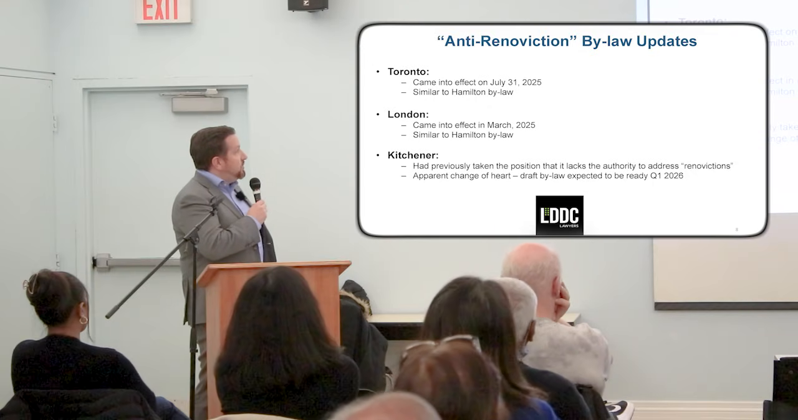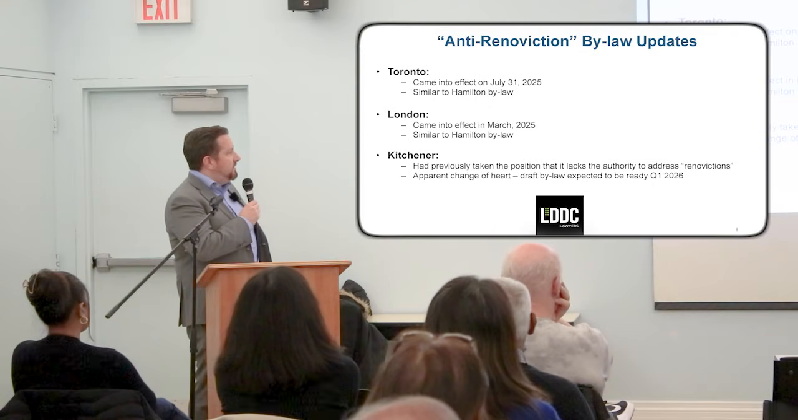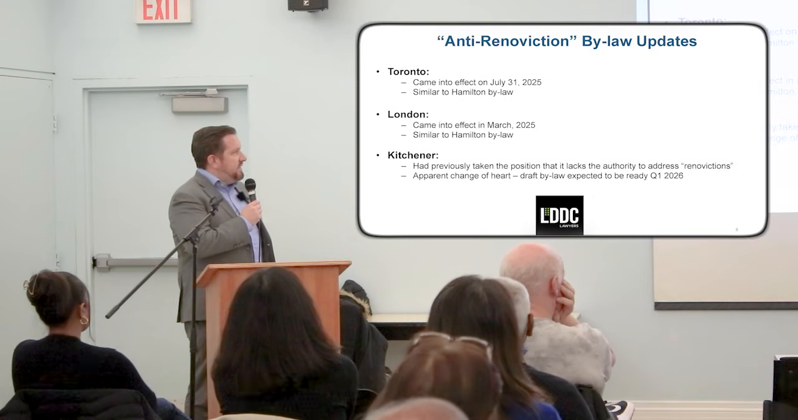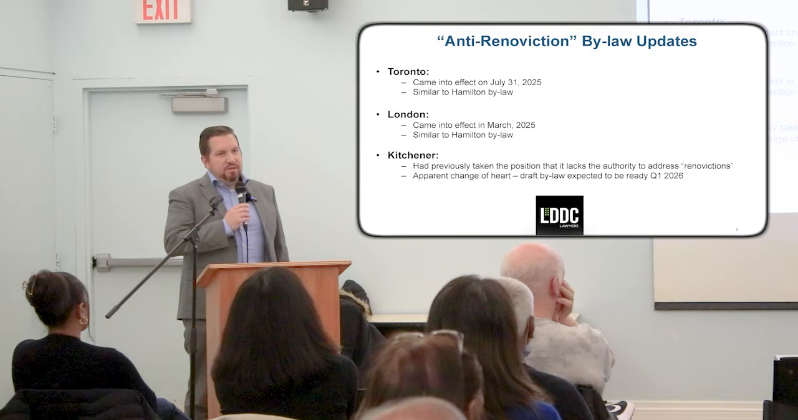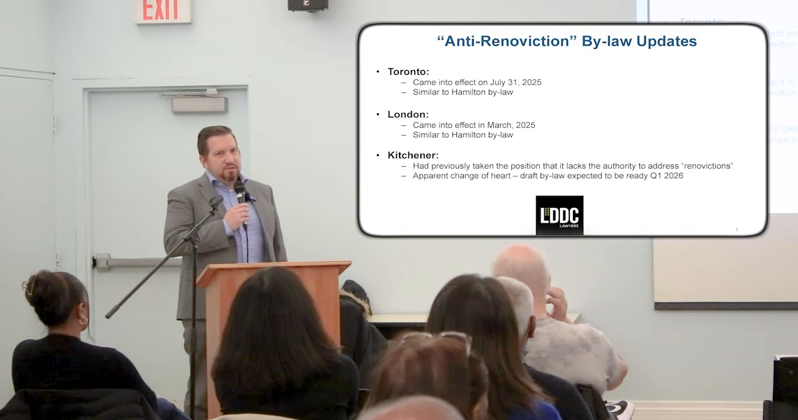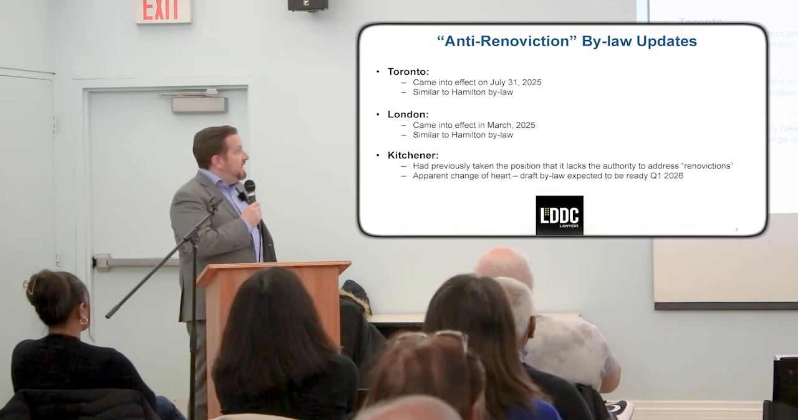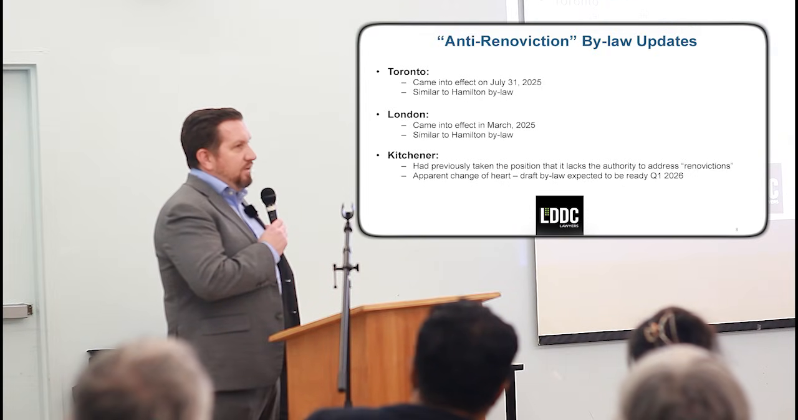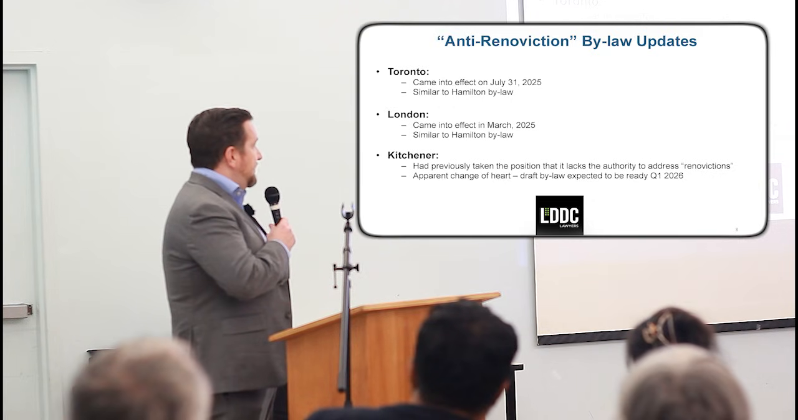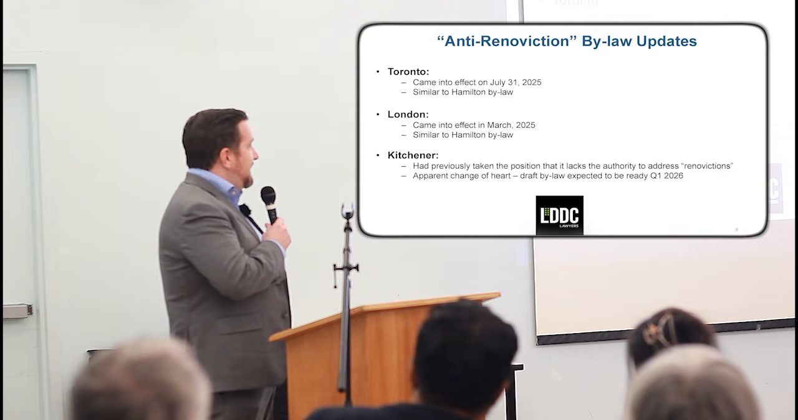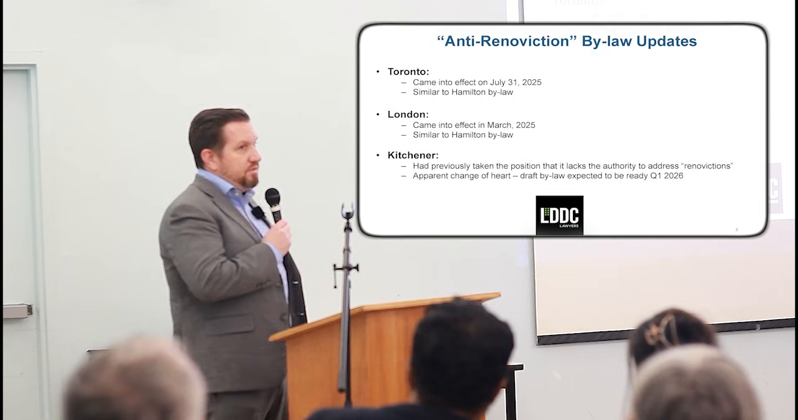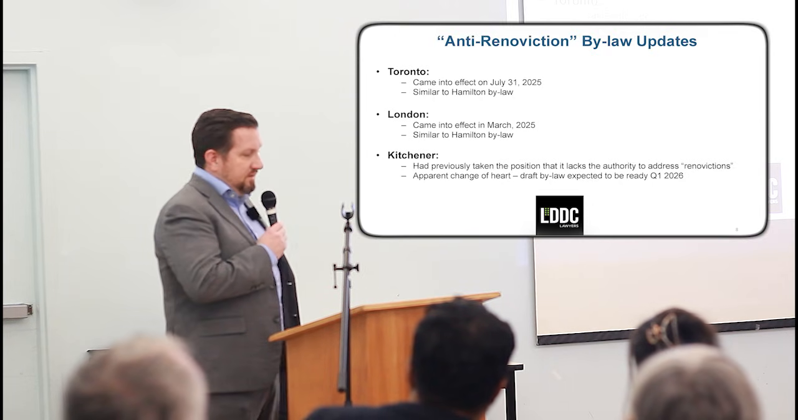London has an anti-renoviction bylaw, also substantively modeled on the Hamilton bylaw, came into effect in March of this year. Kitchener, we discussed last year. Kitchener had put forward the position, based on advice that it got, presumably, that it didn't have the authority to address renovictions. Sometime between last November and this November, Kitchener apparently had a change of heart in terms of what it could do. They are now working on a draft bylaw that, according to the latest report to City Council, is expected to be ready for City Council's review in Q1 of 2026.